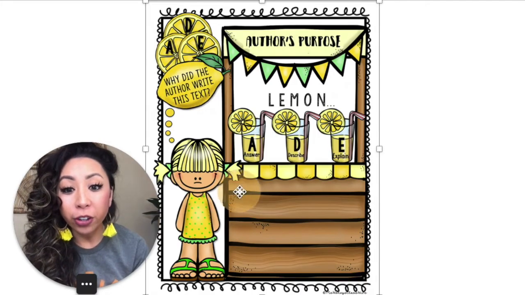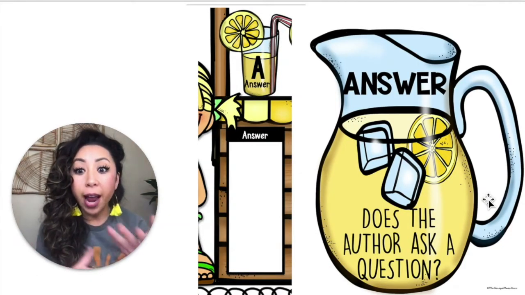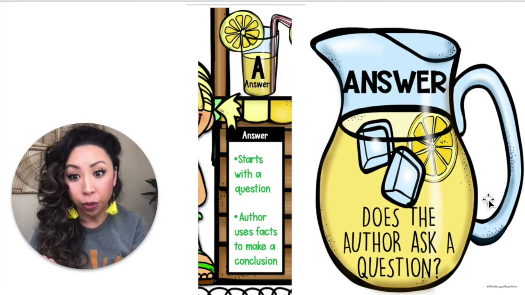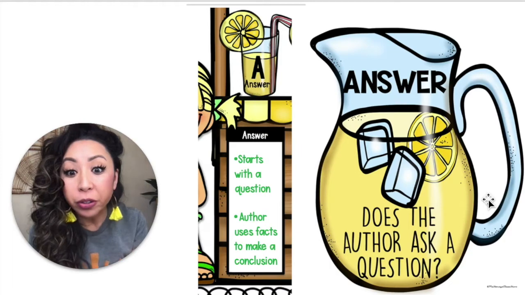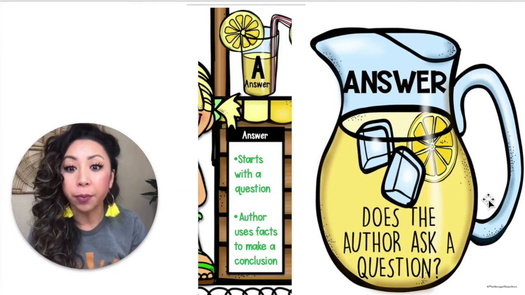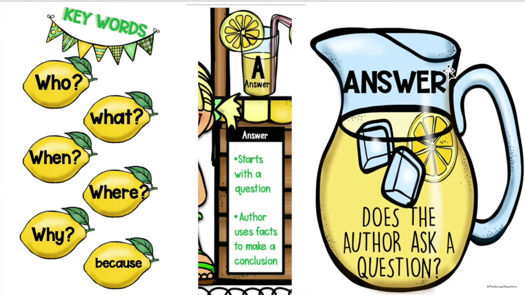We're going to look at the first letter, which is A. A stands for answer. Does the author ask a question or are they answering a question? Usually you know because they'll start off with a question. And if the author uses a bunch of facts to make a conclusion, then you'll also know that they're probably answering something. Here are some keywords to help you remember. If the text starts off with the words who, what, when, where, why, or because, then usually you'll know that the author is asking a question or answering their own question.